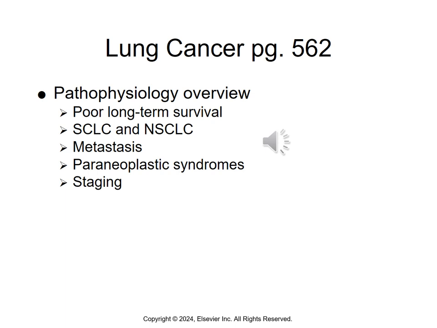Lung cancer begins on page 562 of your text. Primary lung cancers arise as a result of failure of our immune system to regulate abnormal cell growth in the bronchial epithelium. There is a poor long-term survival rate associated with lung cancer, fortunately also diagnosed at a late stage when metastasis is present. We'll talk about in upcoming slides how we're trying to be more on the offense of this with some effective screening strategies.